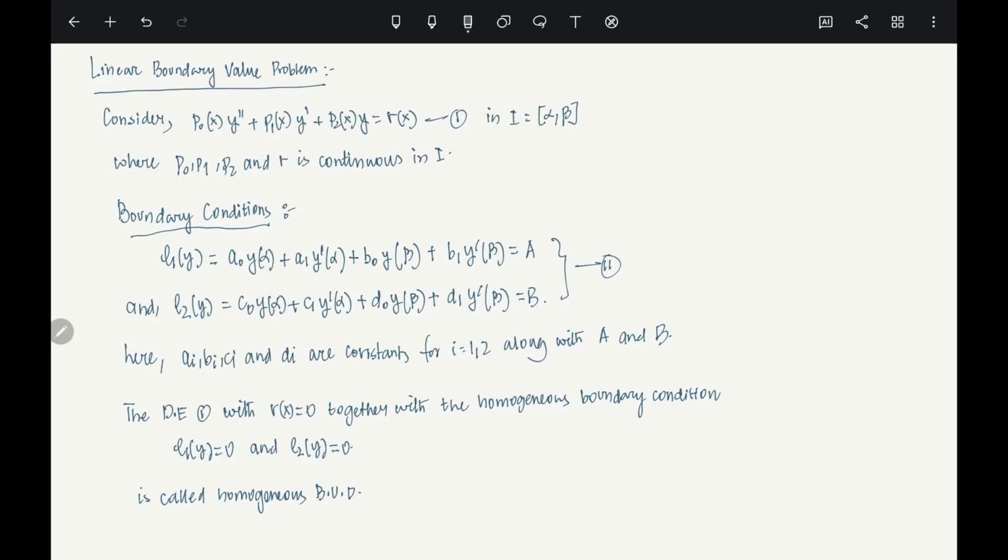Clear? And you need to have this p naught of x either positive or negative. It cannot have any zeros anywhere, right? So without loss of generality, we will assume that p naught of x is positive. The thing is, if p naught is 0 somewhere, at that point y double prime basically does not exist anymore. If there is an x naught where p naught is 0, then for that x naught the first term itself is not there. So this problem ceases to be a second order equation and there is an issue there. So we do not want that to happen. So we are assuming that p naught of x is positive for the regular problem.